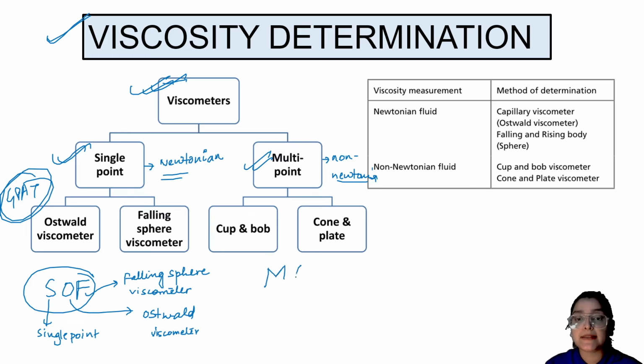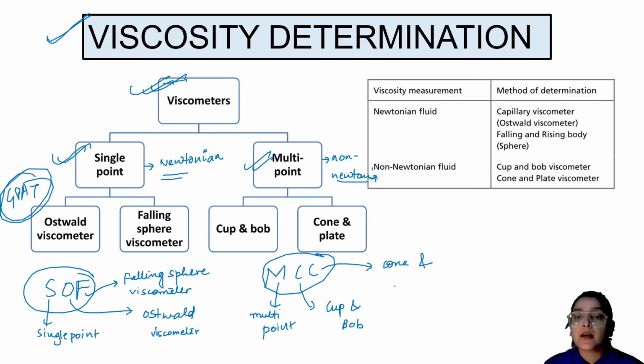Okay, then is the multi-point one. You can memorize it as MCC. In MCC, M is the multi-point one, C is the cup and bob, and the other C is the cone and plate. Students, you can get direct questions out of this topic. Please do not miss this topic. Please memorize it daily. Make the tricks. Answer the questions that I asked. Focus on the concepts. Focus on the points that I have mentioned, that have come in your exam also. Okay.